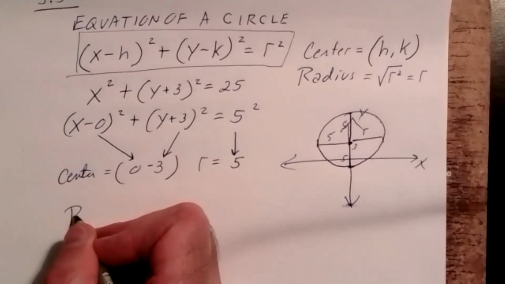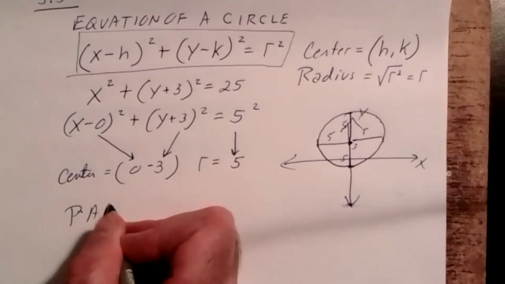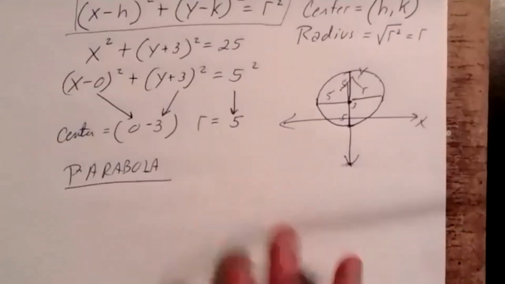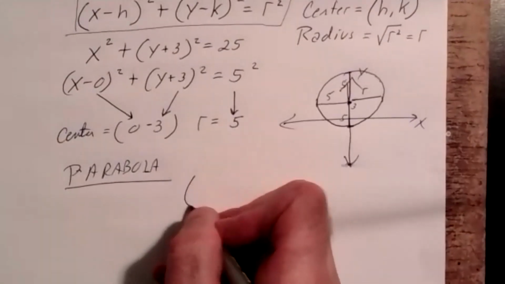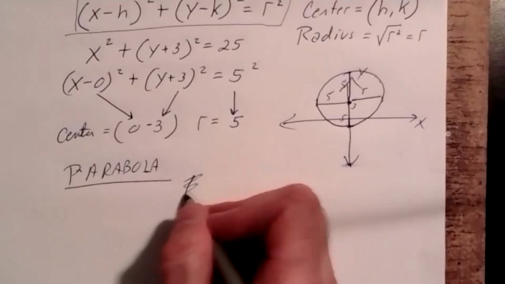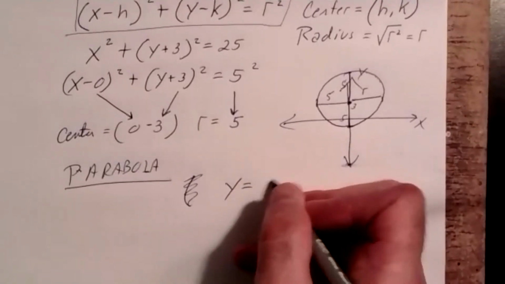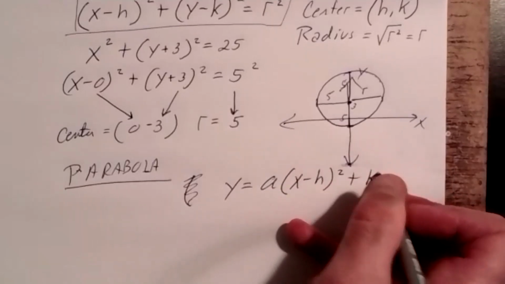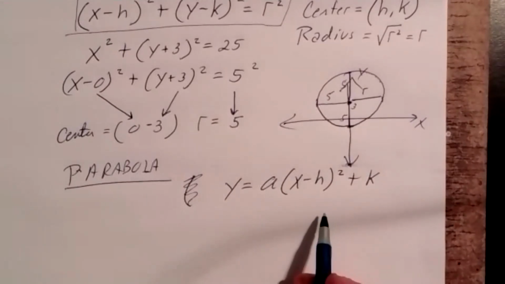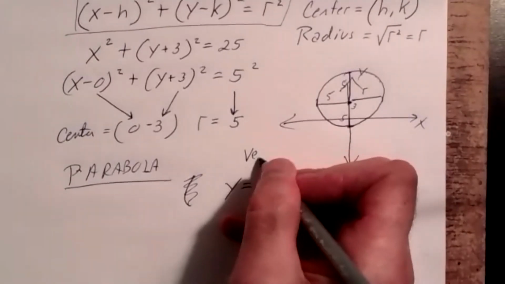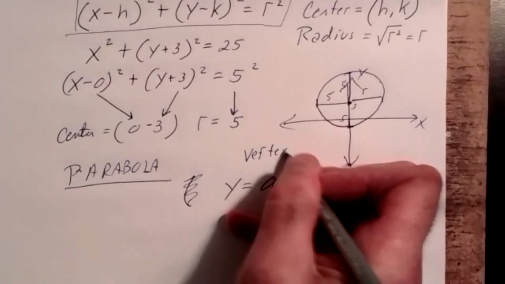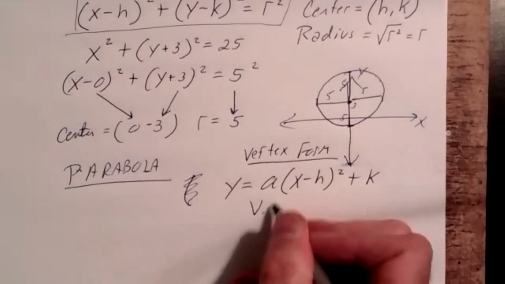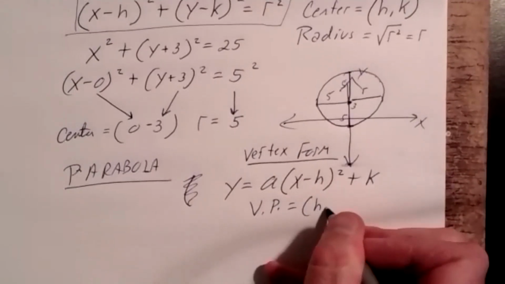Parabola. Let's review the equation of a parabola. Of course, quadratic functions generate parabolic graphs. We've seen that the equation of a parabola in vertex form was this. This was a ways back though, so that's why I'm reviewing this. This equation is in vertex form, or sometimes we call this standard form. The vertex point is the ordered pair (h, k).